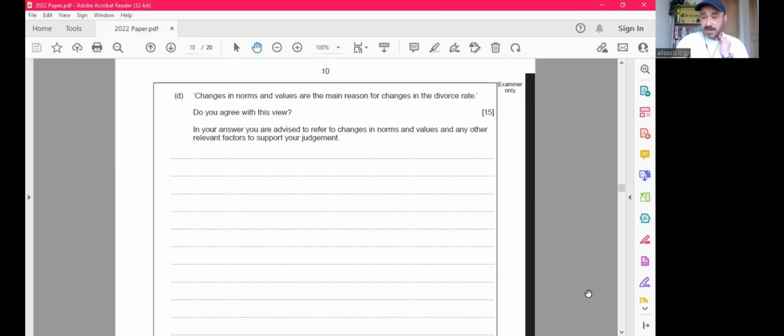My second argument would be definitely about the changes in policies and laws. So your classic policy for this is going to be the 1969 Divorce Reform Act. You're going to need to talk about the fact that this law was brought in. As a result, it made divorce easier. Why? Because you didn't need to prove fault with divorce like you used to previously.